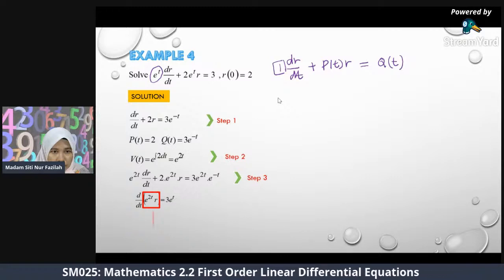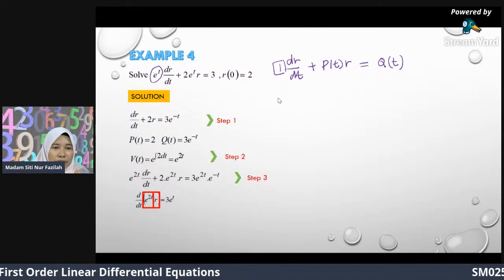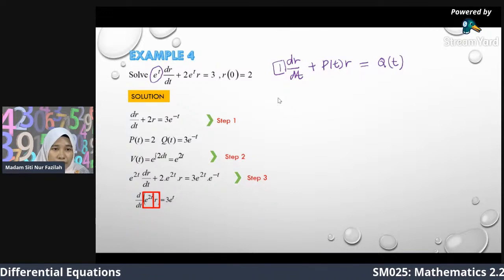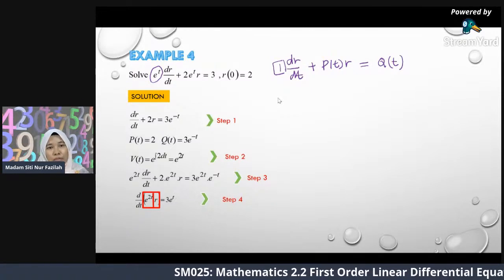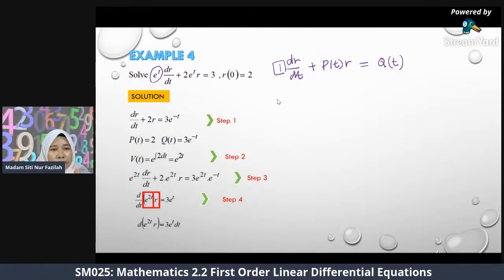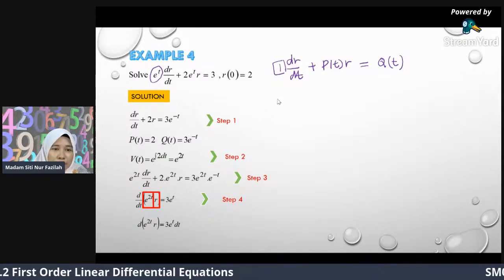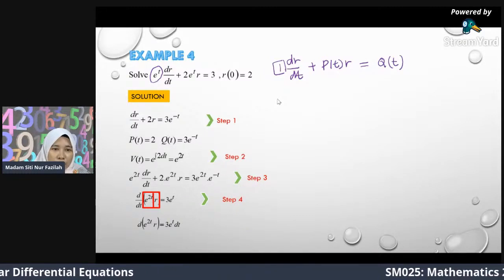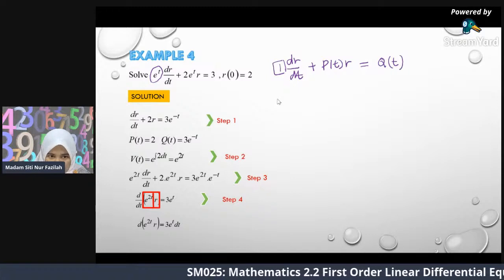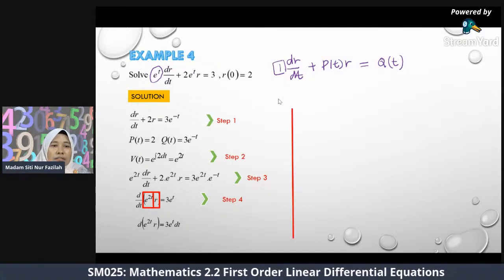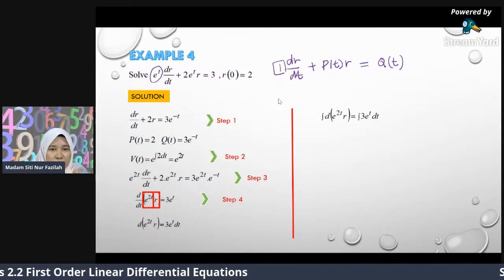We must make sure we get the correct box here: v(t) r. For step 4, we multiply with dt on both sides: d(e^(2t) r) = 3e^t dt. And then we need to integrate both sides.